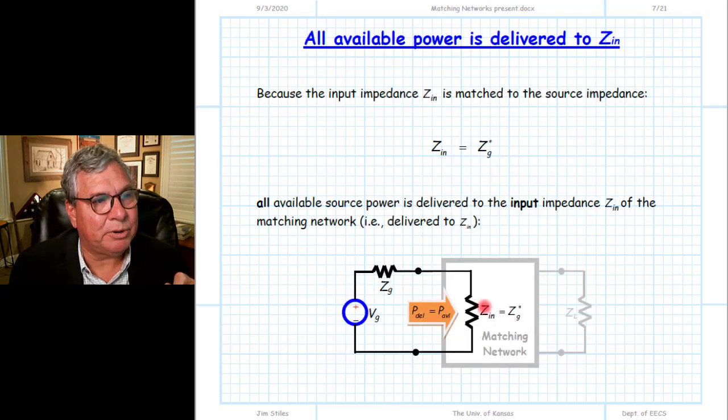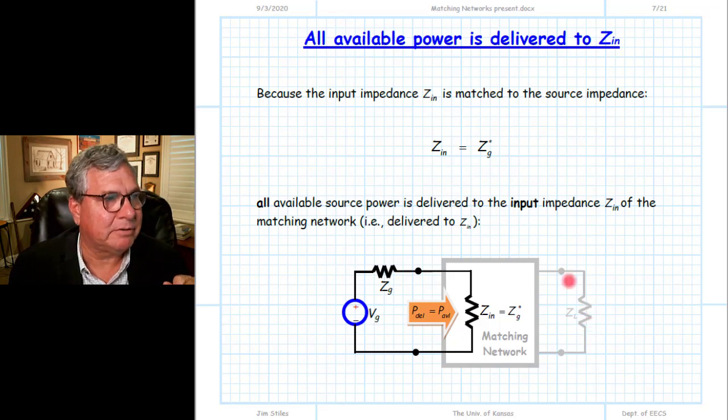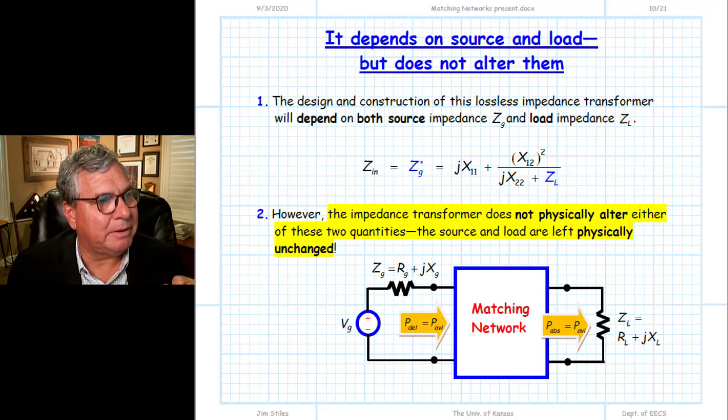The resulting input impedance is numerically equal to the complex conjugate of ZG. All right, so ZL is transformed in a way such that the input impedance is equal to the complex conjugate of this. But it's not that somehow the matching network reaches out and changes this impedance ZL into something different. And students often make that mistake. So make sure that you don't.